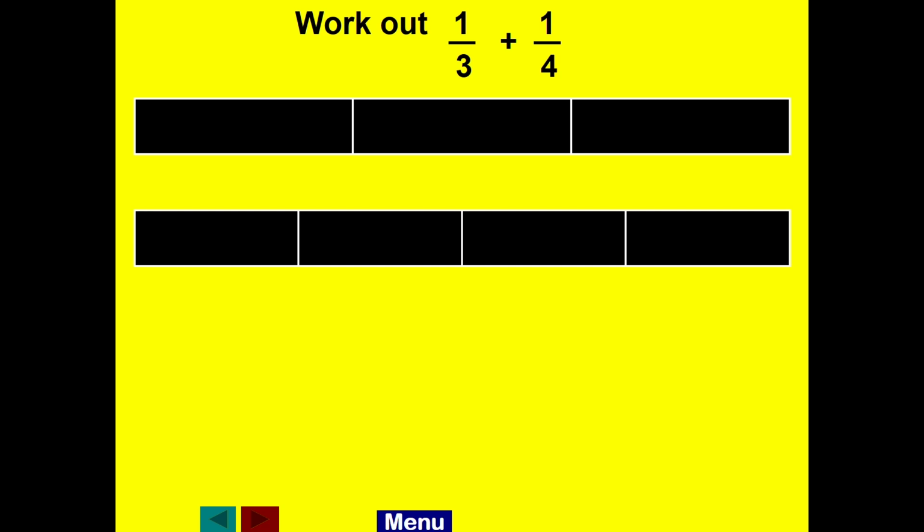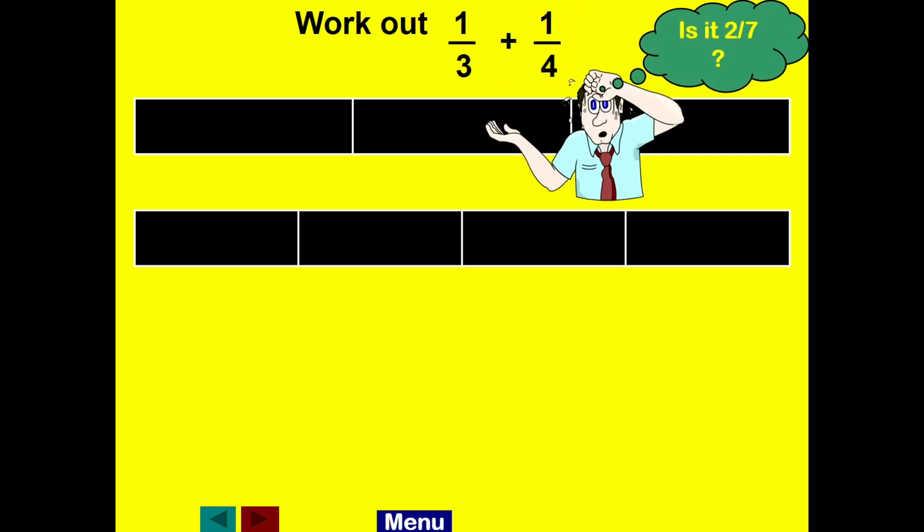So does this mean 1/3 plus 1/4 is the same as 2/7? In other words, are we adding numerator with numerator and denominator with denominator? Is that the case?